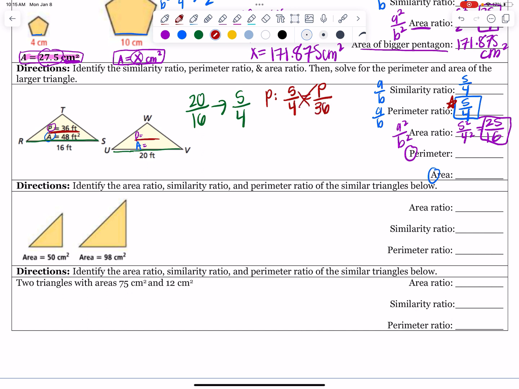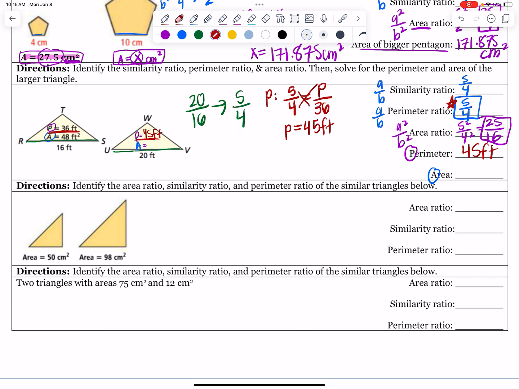And so, of course, we're just going to cross multiply and solve. So you're going to do 36 times 5 is 180, divided by 4. What is my perimeter of the larger shape? Perimeter equals 45 feet, which makes sense because that is larger than the 36.